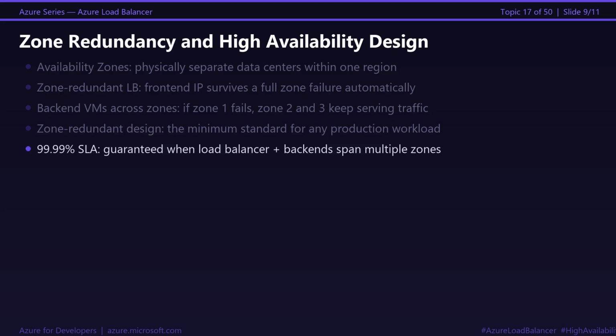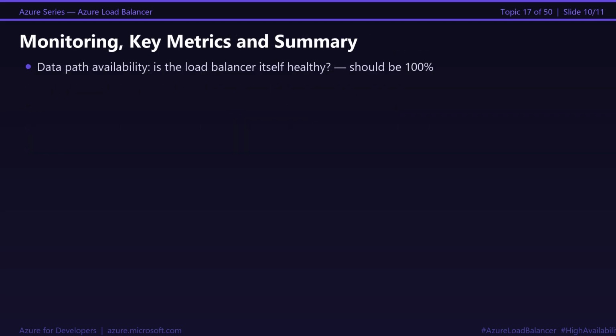SNAT connection count: your early warning for port exhaustion. Watch the trend. If it's climbing, act before it becomes a crisis. Byte count: your traffic volume. Useful for capacity planning. Set those alerts today, not after the first incident.